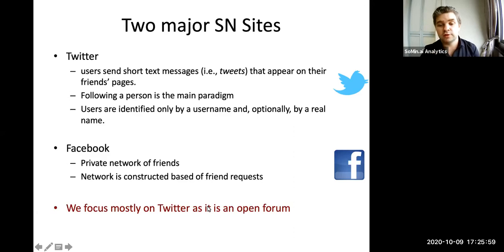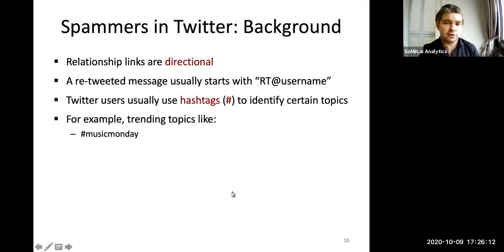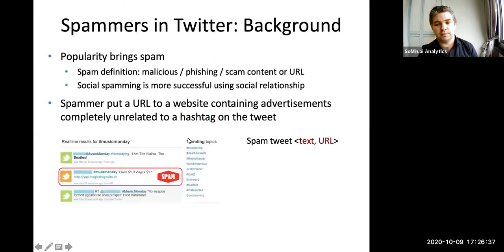So we'll focus mostly on Twitter because it's an open platform, an open forum. Therefore, for spammers, it's easier to get the data, so spam grows there faster and they can get more benefit. But also for the sake of research, Twitter is easier to process, as you already know. On Twitter, relationship links are directional. People can retweet messages, and the fact that it was retweeted can usually be seen from the RT prefix before the username. Usually people use hashtags, and you can also use hashtags for trending topics, similar to LinkedIn. Of course, because it's popular, it gets quite a bit of spam.